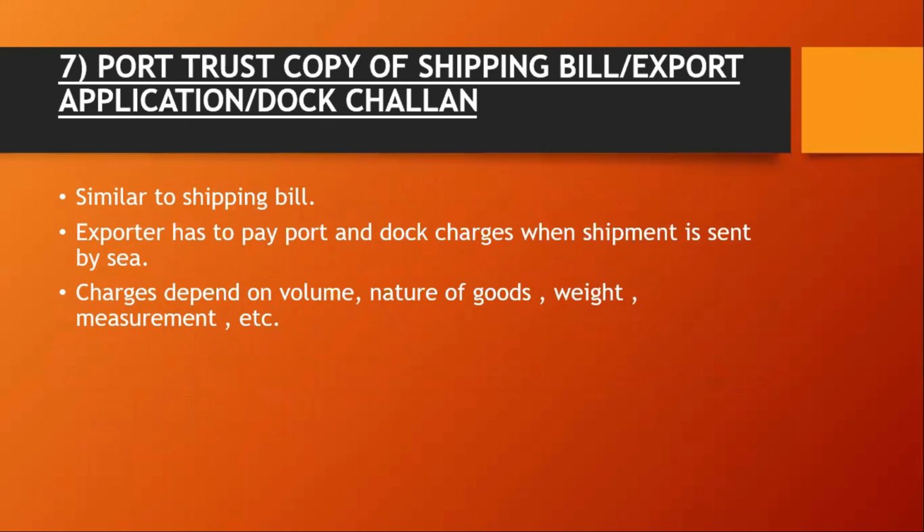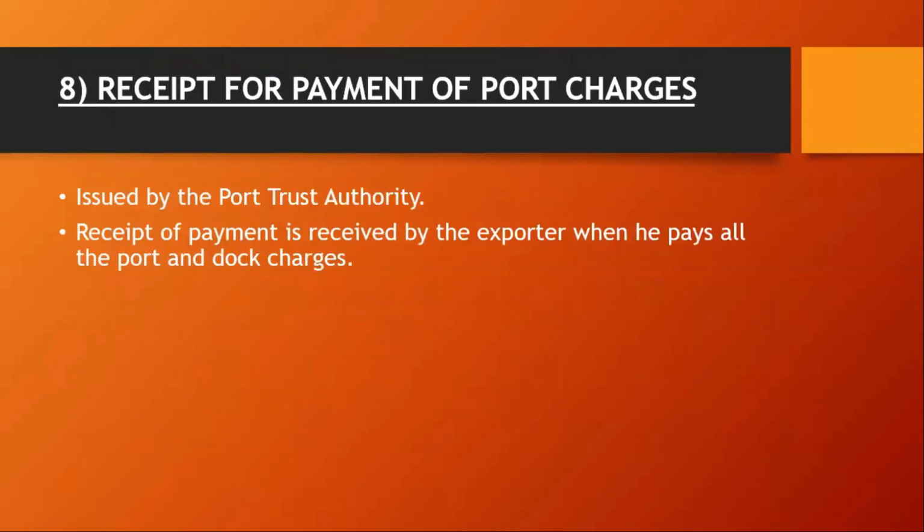are the factors that determine the amount of these charges. These details are given in the prescribed form, which is known by different names such as Port Trust Copy of Shipping Bill, Export Application, Dock Challan at different ports. Coming on to the next, we have Receipt for Payment of Port Charges. The receipt of payment is received by the exporter when he pays all the port and dock charges. It is issued by the Port Trust Authority.